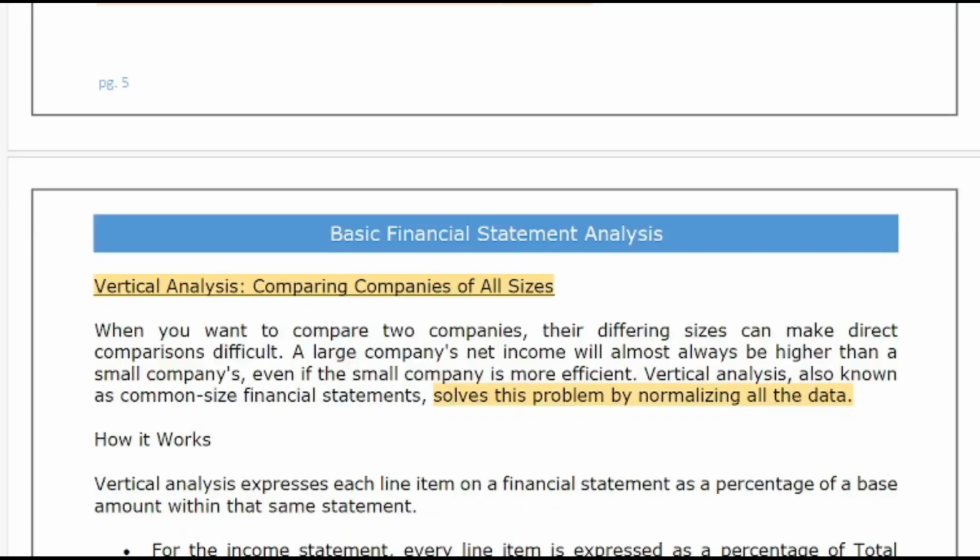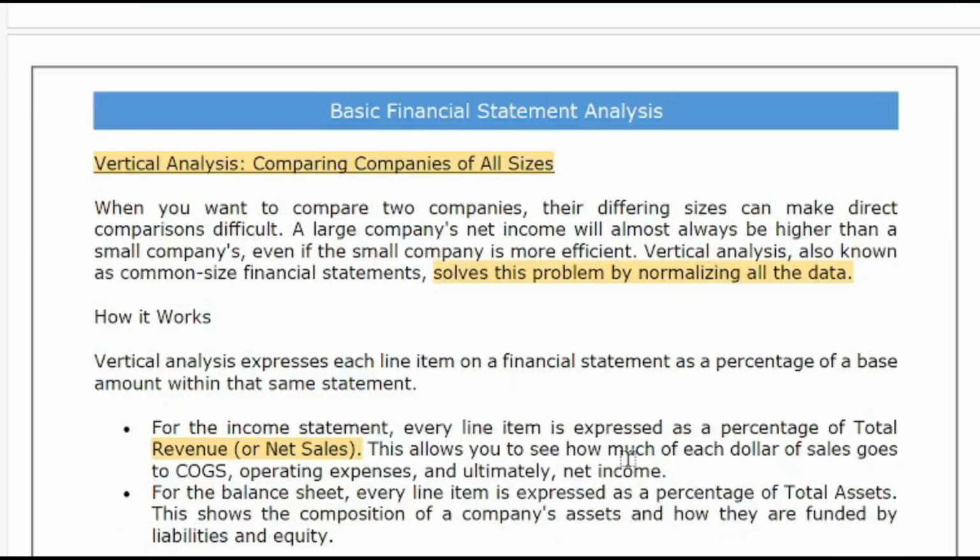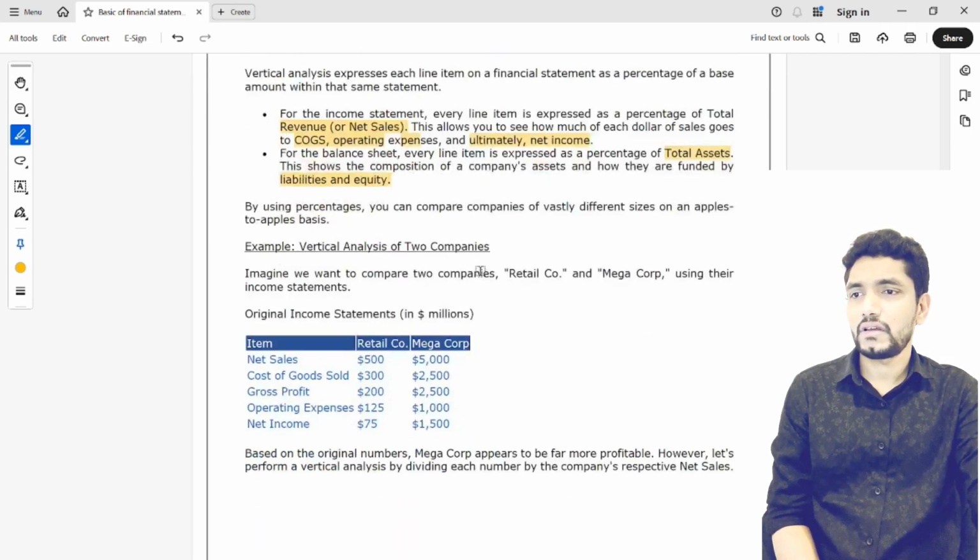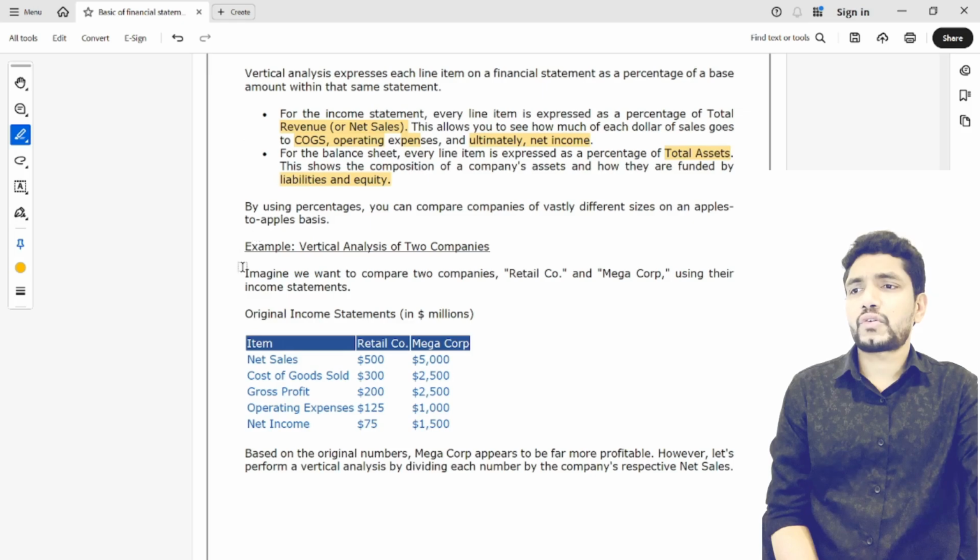How does it work? For the income statement, every line is expressed as a percentage of total revenue or percentage of net sales. This allows you to see how much of each dollar of sales goes to cost of goods sold, operating expenses, and ultimately net income. But in the balance sheet, every line item is expressed as a percentage of total assets. This shows the composition of the company's assets, and how they are funded by liabilities and equity. We'll go through an example.